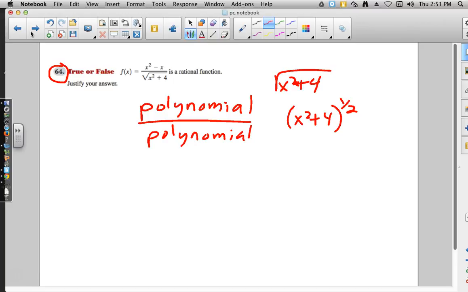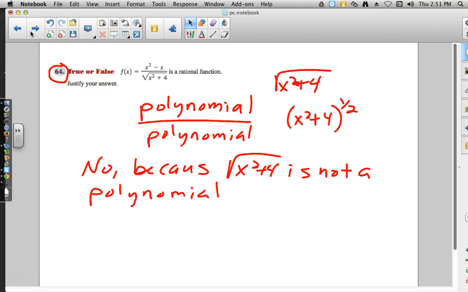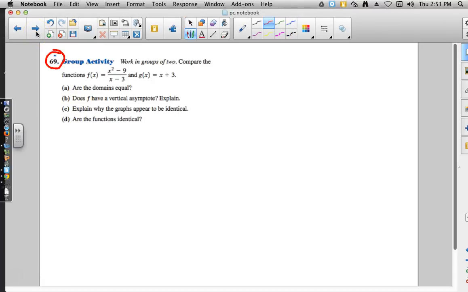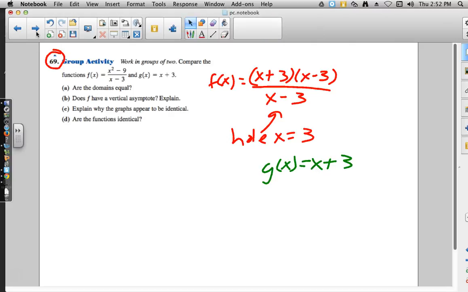So our answer here would be no, because the square root of x squared plus 4 is not a polynomial. It is not a polynomial. 69 says work in groups of 2. Well, we didn't necessarily do that, but compare the functions. And f of x, of course, we notice is going to factor into x plus 3 and x minus 3 over x minus 3. And that tells us that this graph is going to have a hole at x equals 3. G of x is just x plus 3.